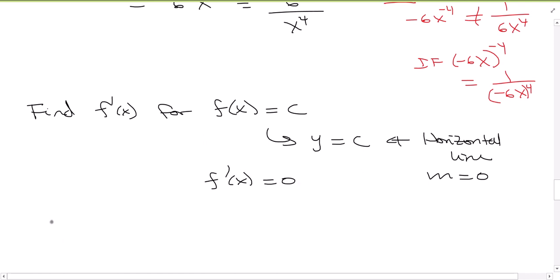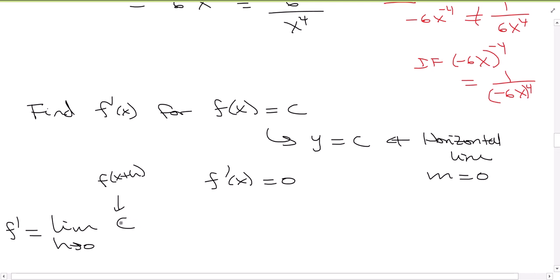If you're not convinced, you can try the derivative definition. So the limit as h goes to 0 of f of x plus h. So everywhere you see an x, you plug in x plus h, but there's no x here, so it's just f of x plus h will be c.